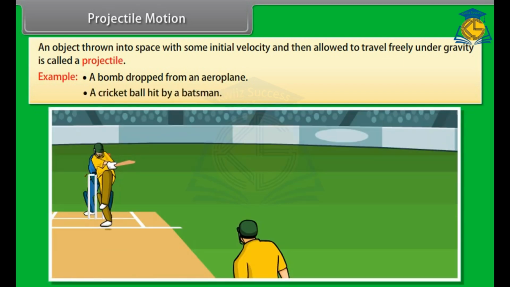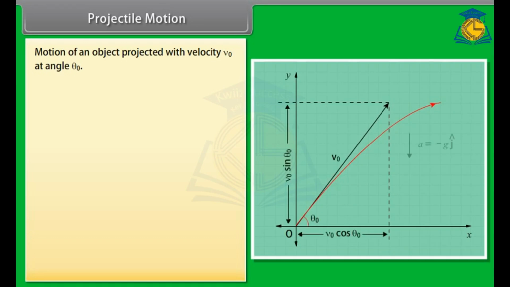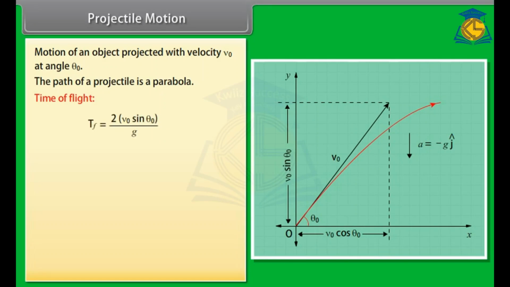A cricket ball hit by a batsman. Motion of an object projected with velocity v₀ and angle θ₀ is shown in the figure. The path of a projectile is a parabola. Time of flight of a projectile is T_f = 2v₀ sin θ₀ / g.